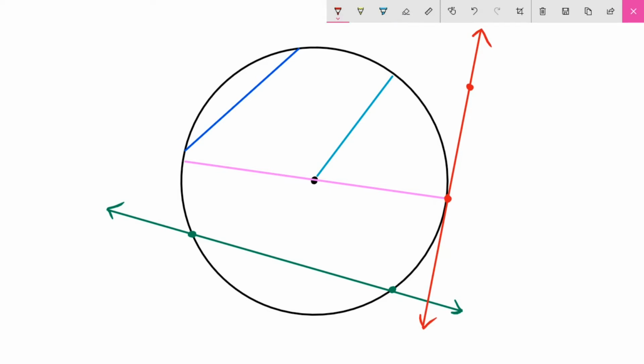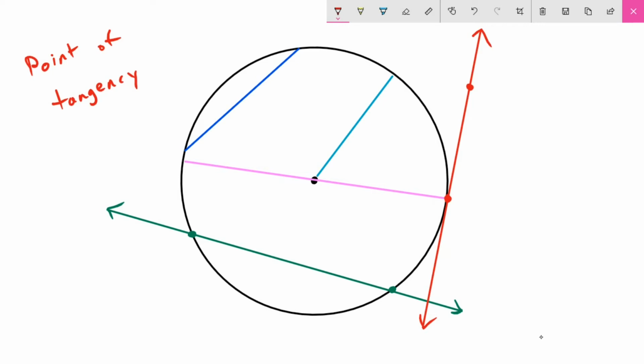And then finally, we've got the point of tangency. Now, we found the tangent, right? What do you think the point of tangency would be? The point of tangency is the point at which the tangent line intersects the circle.